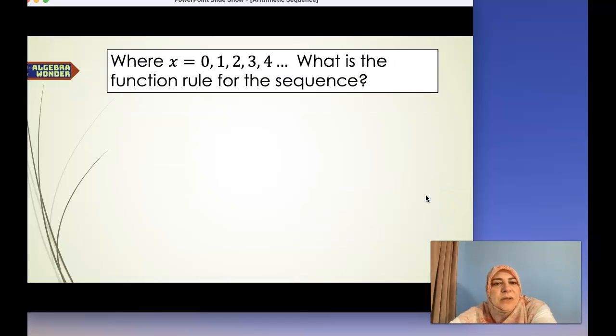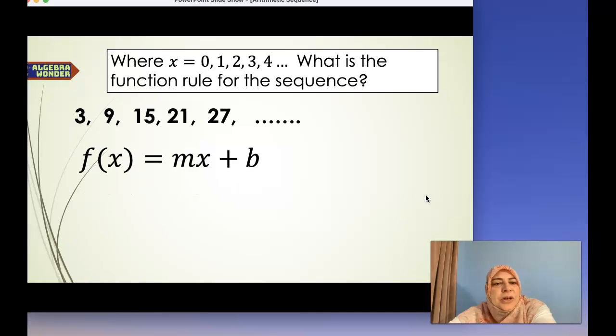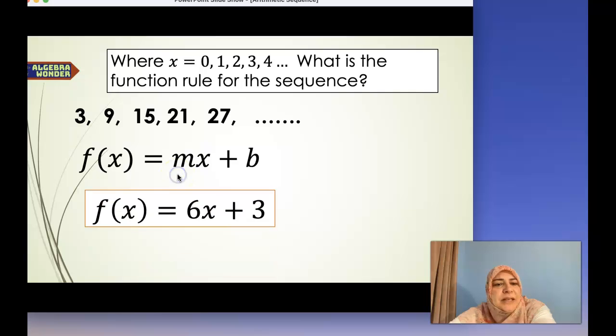Where x is 0, 1, 2, 3, 4, what is the function rule for the sequence? Again, we just agreed that this is a linear relationship. And we know that we can write this as f of x equals mx plus b, slope-intercept form. m is my slope, which is my rate, and we just discovered it is 6. What is my b? Here is going to be the challenge. I'm going to make my b the first term. So I start at 3.